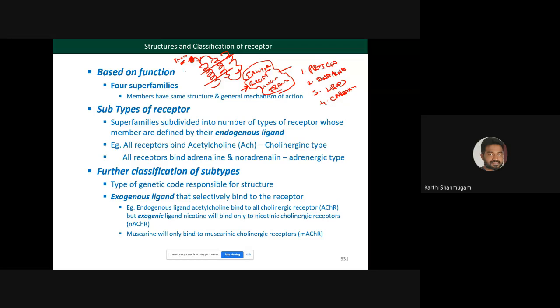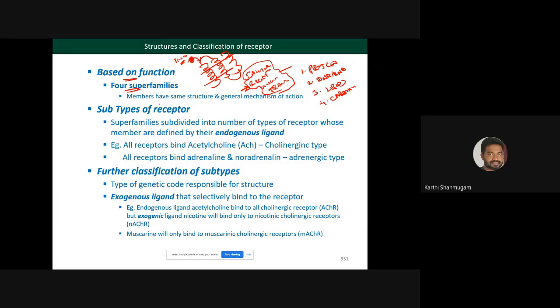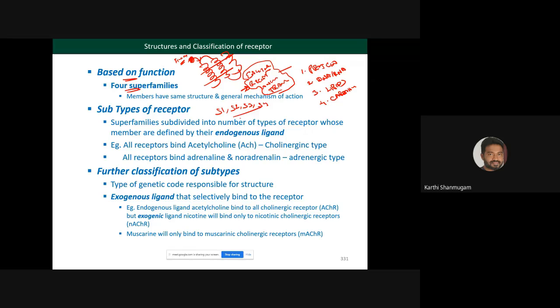Messengers are basically endogenous ligand molecules that bind to the receptor and activate or inactivate the receptor. Basically, we can classify these receptors into four superfamilies, and this classification is based on the function. That is what we discussed in the previous lecture. So based on the function of the receptor, we can classify receptors into superfamily 1, superfamily 2, superfamily 3, and superfamily 4. This classification is purely based on the function.